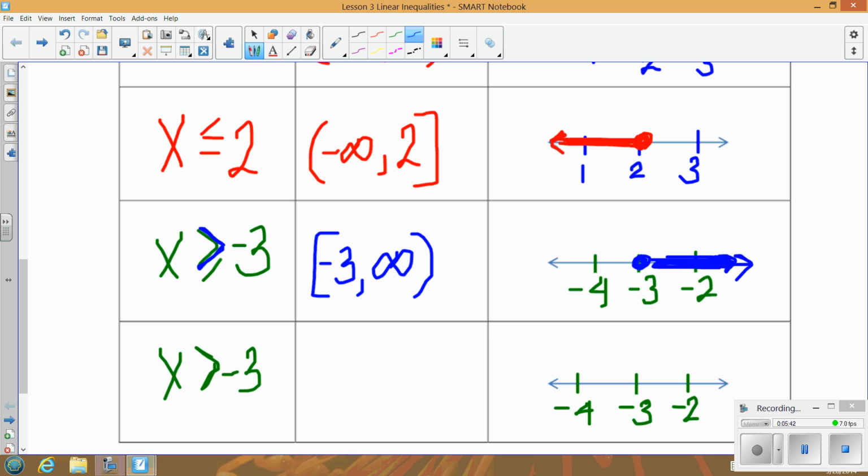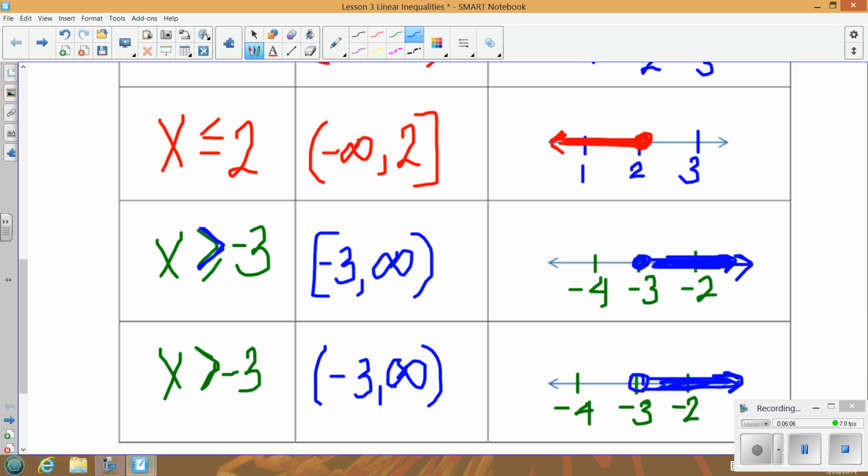But when we go to do our circle, it's going to be an open circle. Again, we're looking at all numbers bigger than -3, so we're still going to shade to the right. When I do my interval notation, though, it's going to be 2 round brackets because you're not actually including -3, you're approaching -3. So that's all of your different scenarios for that.